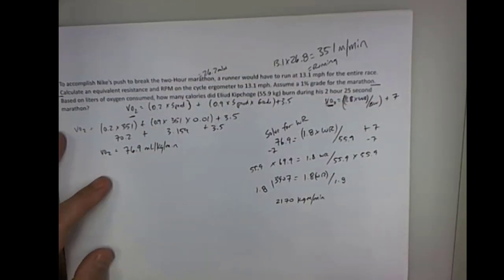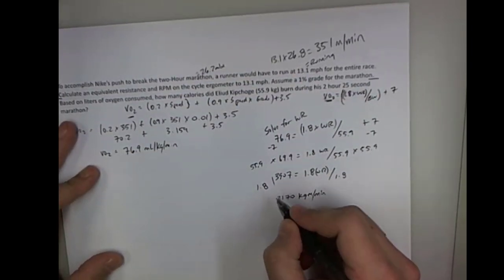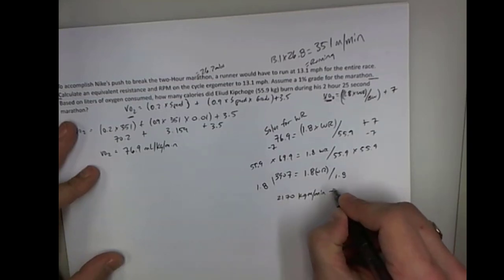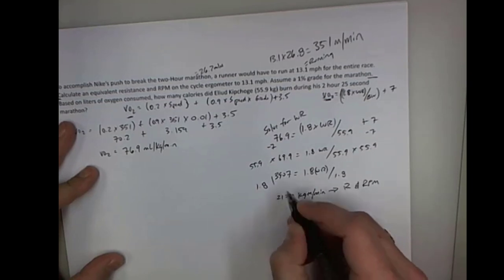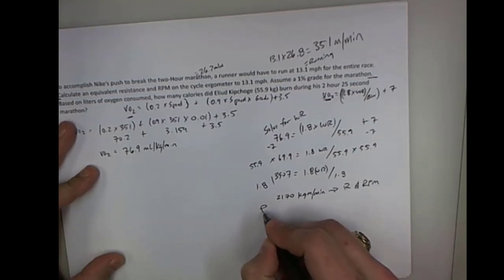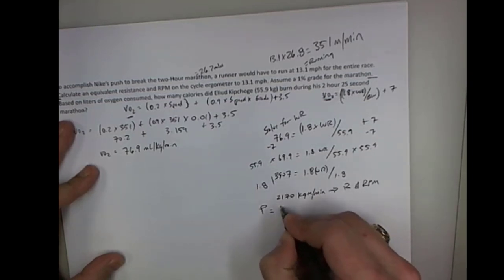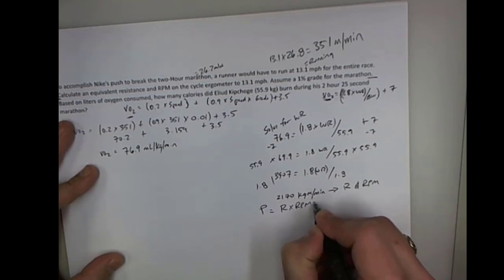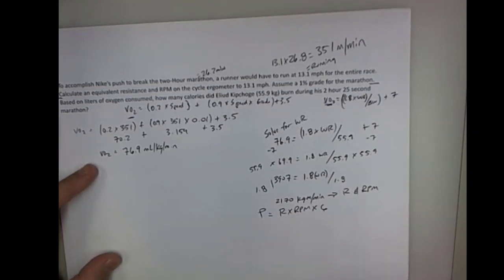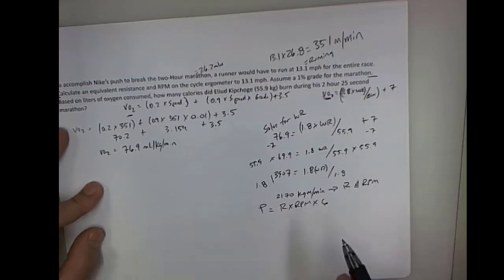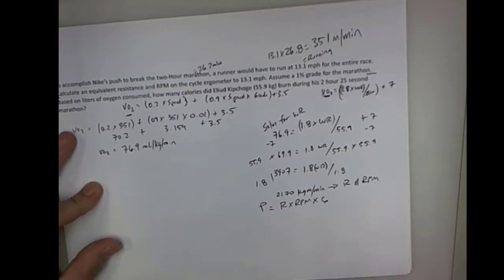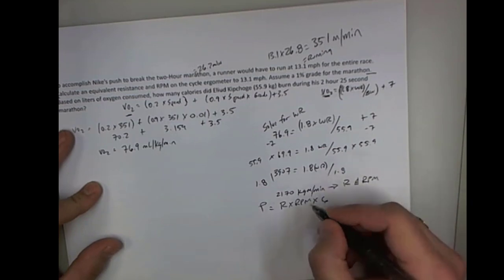The next thing that we need to, of course, do is calculate this into a resistance and RPM. So in this case, we can use the power, or work rate, is equal to resistance times RPM times 6. That's how we quickly calculate power on the cycle ergometer. Again, two variables, so we're going to use one and solve for the other. In this case, I'm going to pick a resistance and solve for RPM.